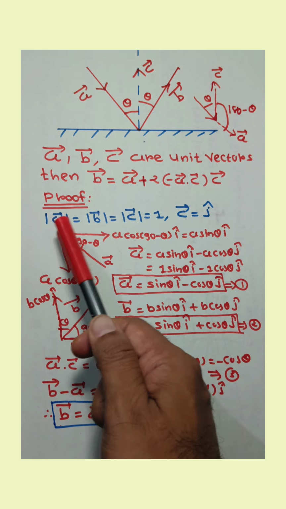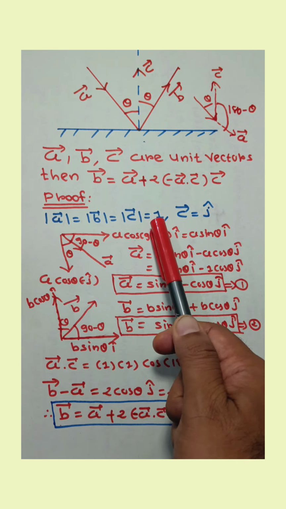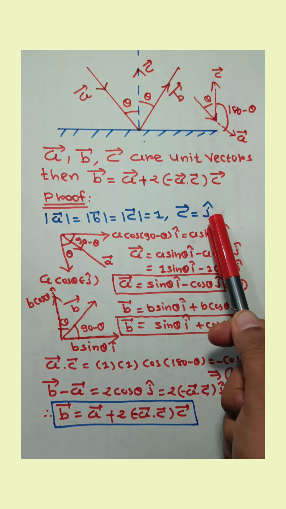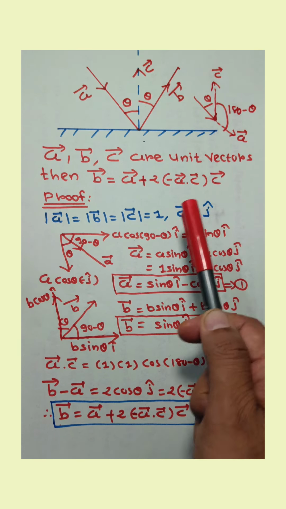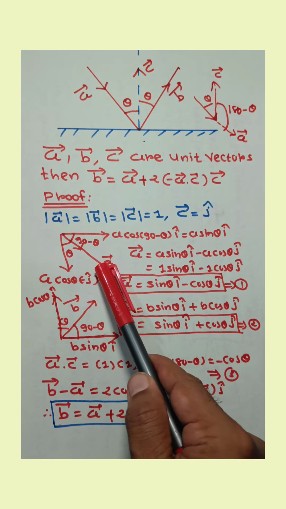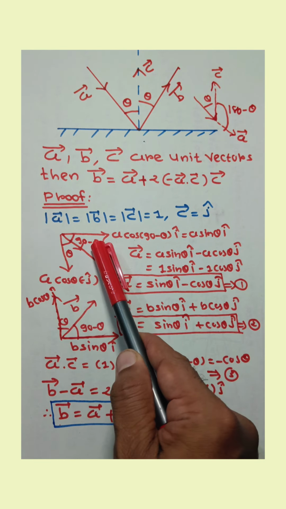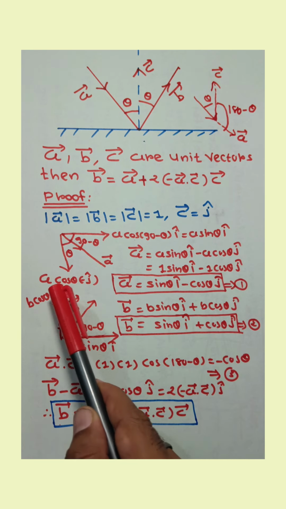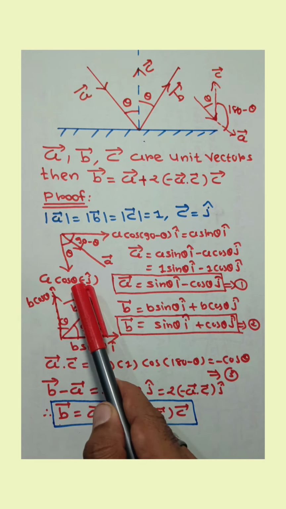Now prove this. A, B, C are unit vectors, so the magnitude is 1. C vector is a unit vector lying in the direction of the positive y-axis, so C vector is equal to j caret. Now consider the two components of A and B. A vector makes an angle theta with y and 90 minus theta with the x-axis. So the x component is A sin theta i caret and the y component is minus A cos theta j.